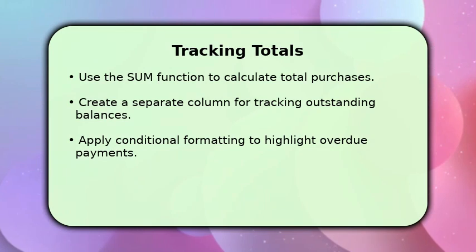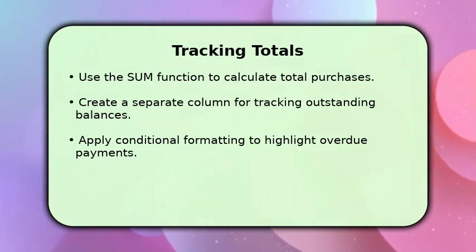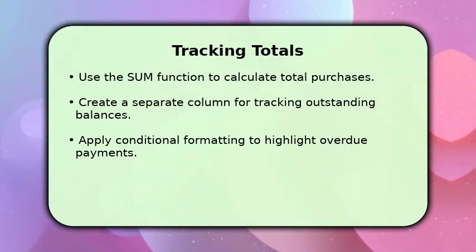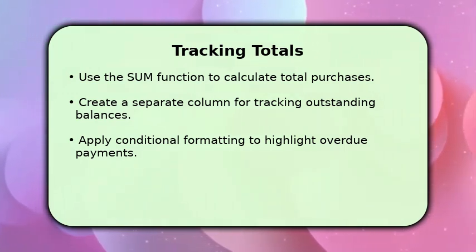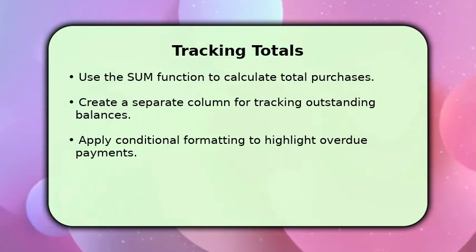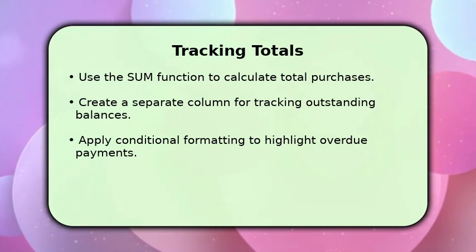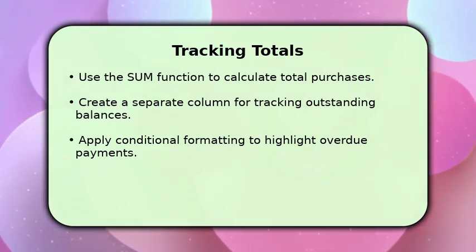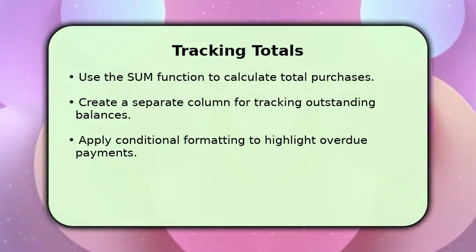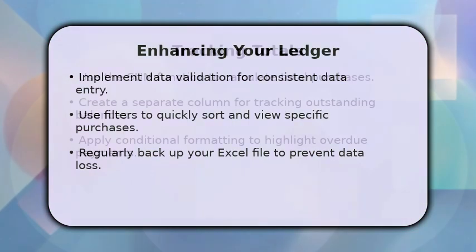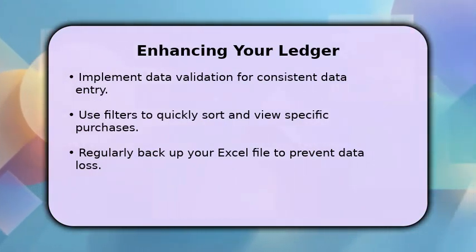To gain insights from your ledger, we'll add some calculations. Use the SUM function at the bottom of your amount column to get a running total of all purchases. You can also create a separate column to calculate outstanding balances. Consider using conditional formatting to automatically highlight any payments that are overdue, making it simple to identify what needs attention at a glance.